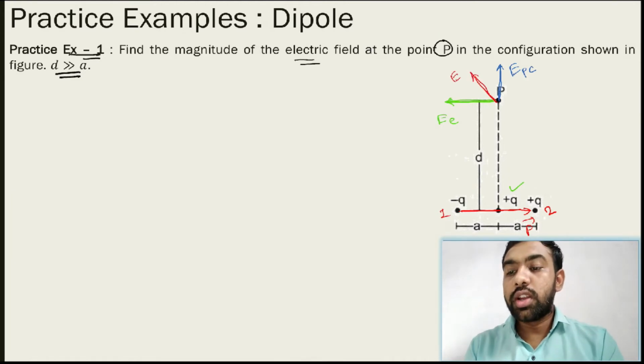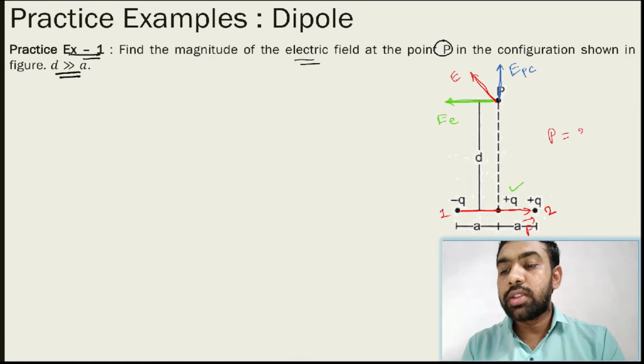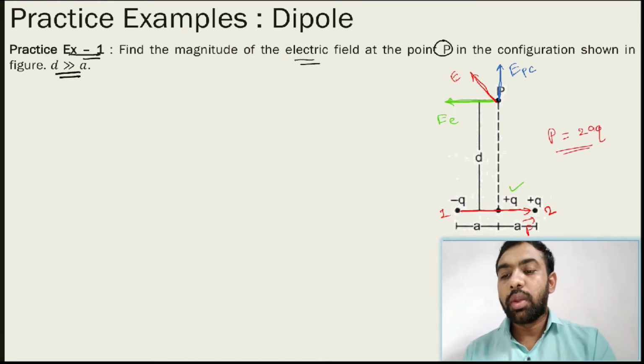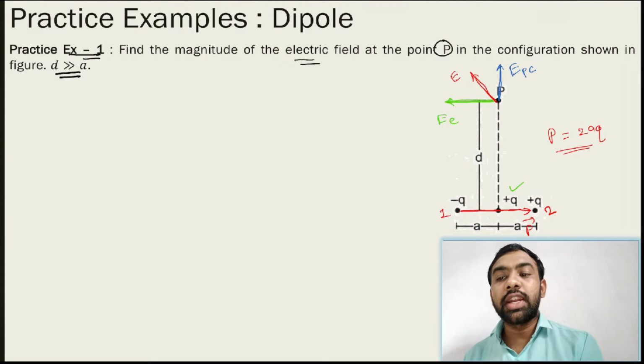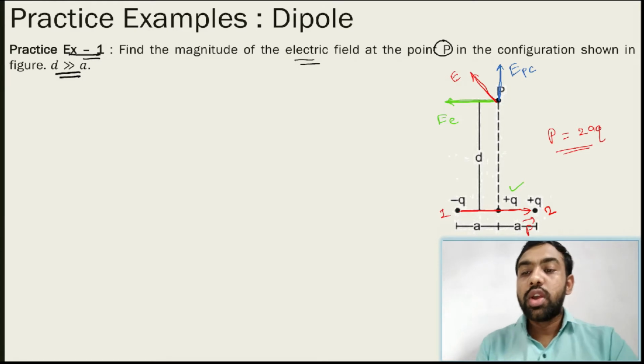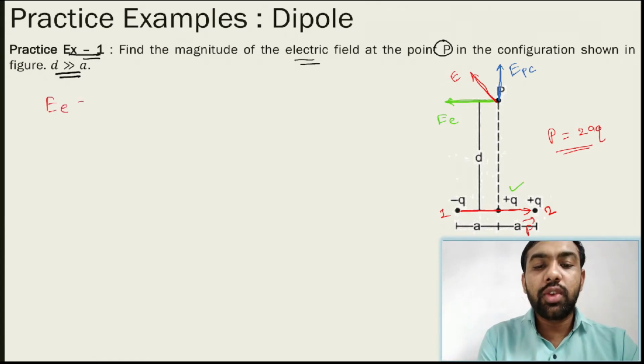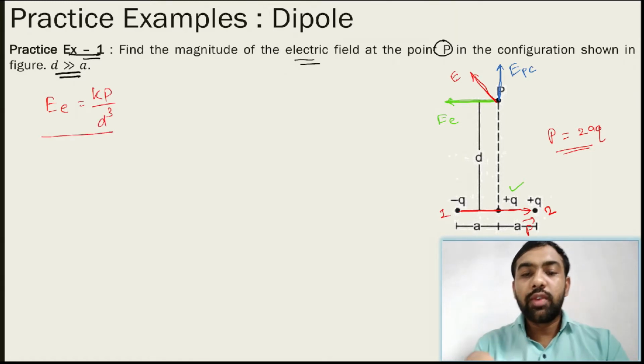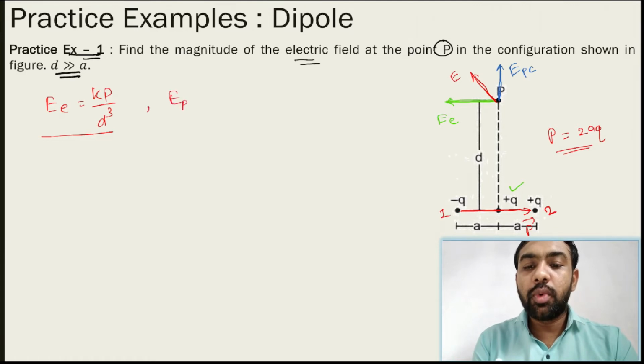Okay, so here consider what P is. P is equal to 2aq, because the total distance between the positive charge and the negative charge is 2a. So 2aq is the dipole moment P. P is equal to 2aq. So what is E equatorial? E equatorial is equal to kP upon distance cubed, so d cubed. That is the first one. What is the point charge field? E point charge is equal to kq.